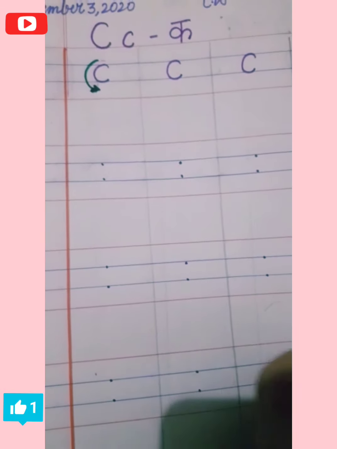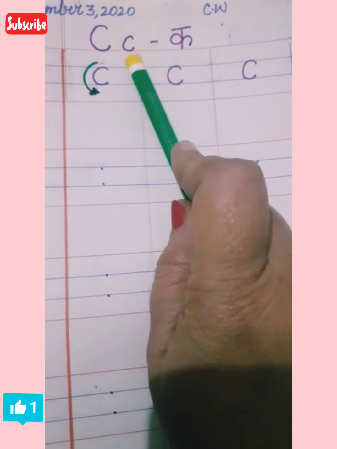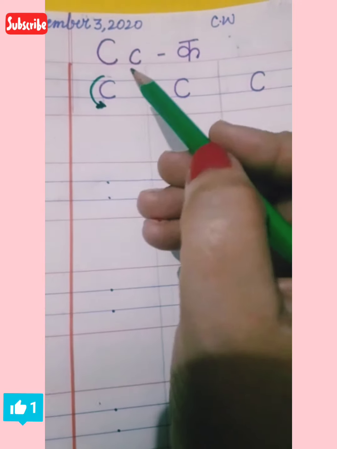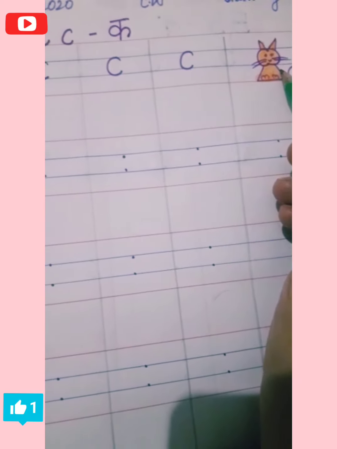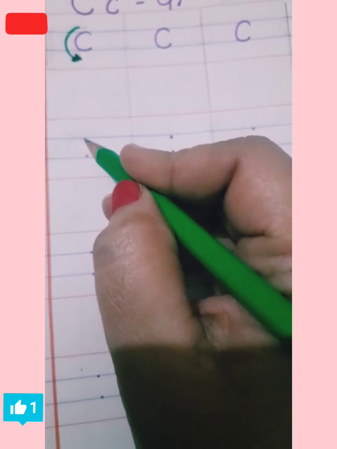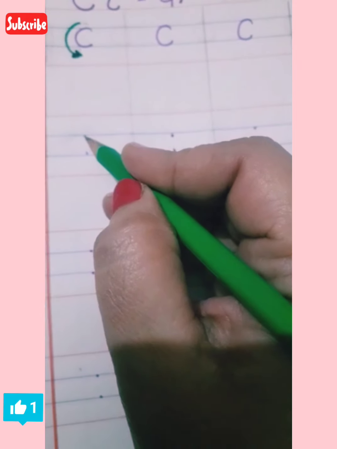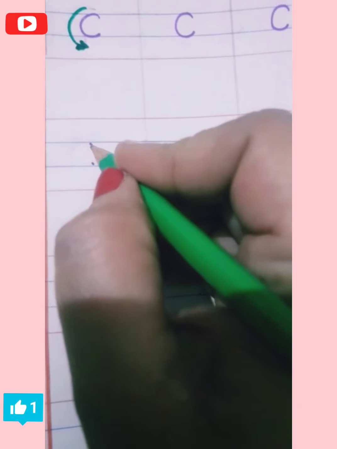Hello students. This is a capital C. This is a small c. C says k. K for cat. Now we write small letter C. We have to write a right curve.